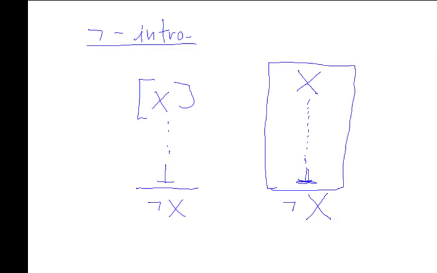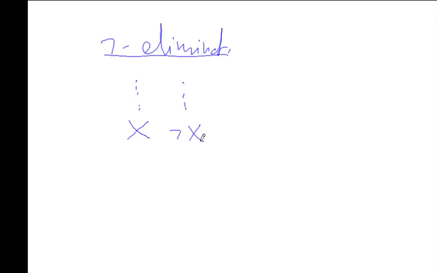That's a not introduction. Now, I also want to talk about the not elimination. The not elimination rule works basically if we can argue x, but we can somehow also argue not x. From these two, we get a contradiction.